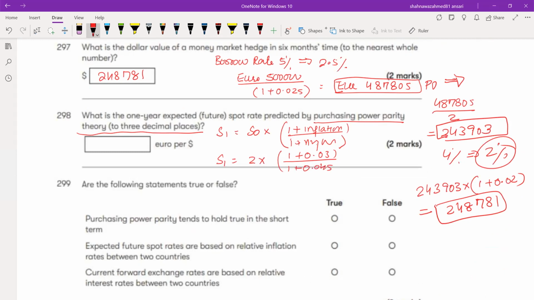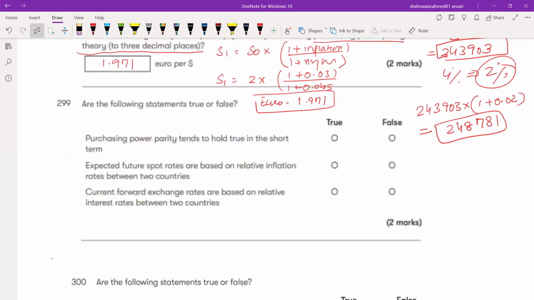So as a result, the answer is 1.971. This is the expected rate in 1 year's time, euro per USD, 1.971 to 3 decimal places.